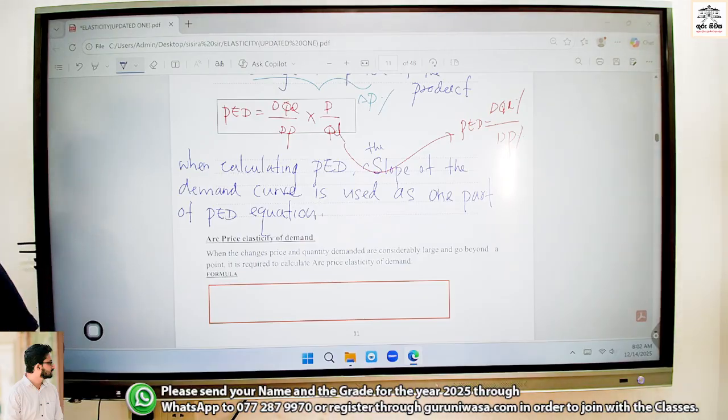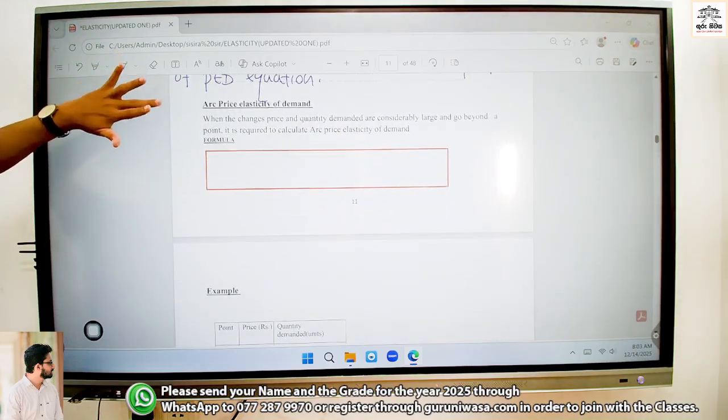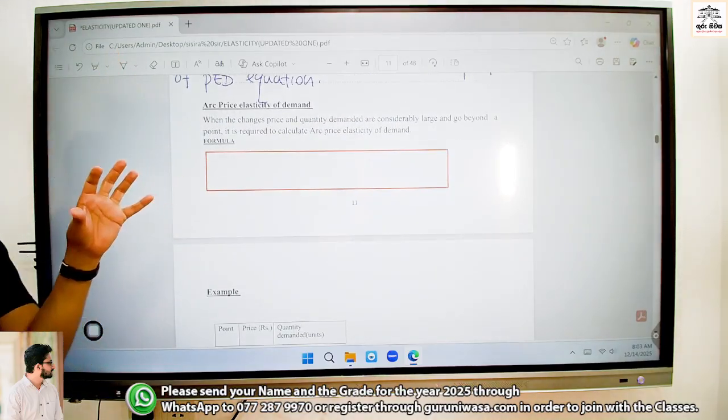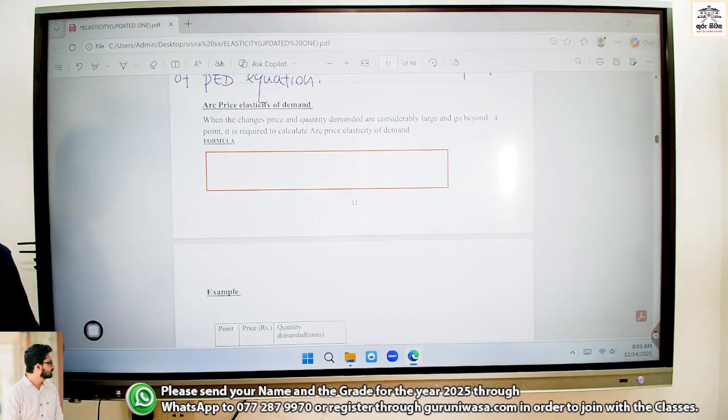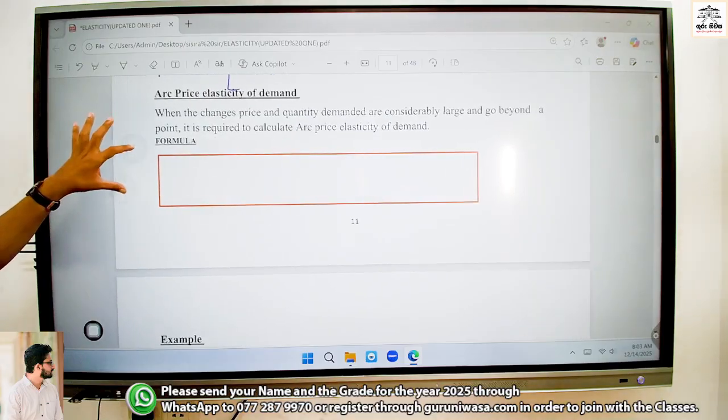Okay, right. Any doubt? No. Right. Next one. Next concept, arc price elasticity of demand. We discussed the difference between arc and point price elasticity. Look at the definition.